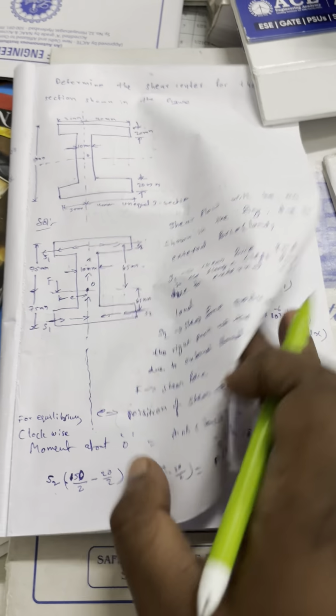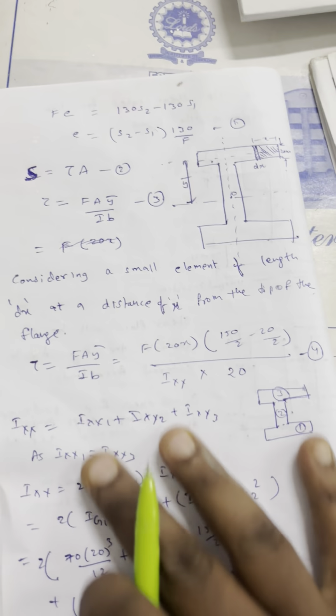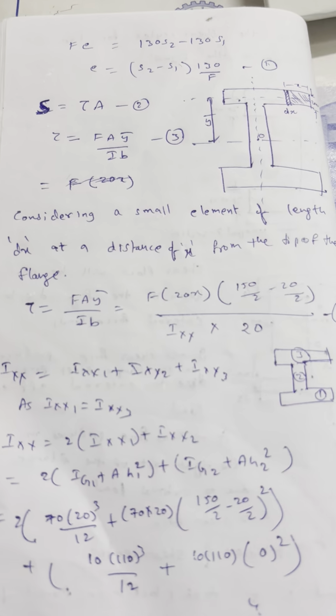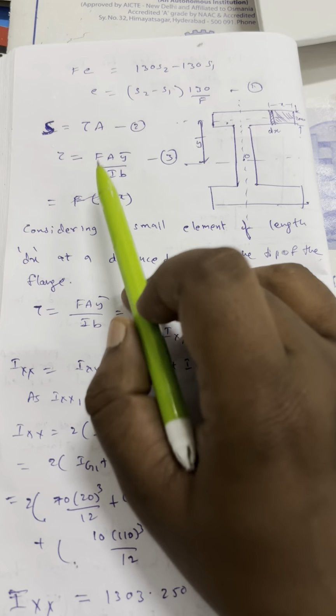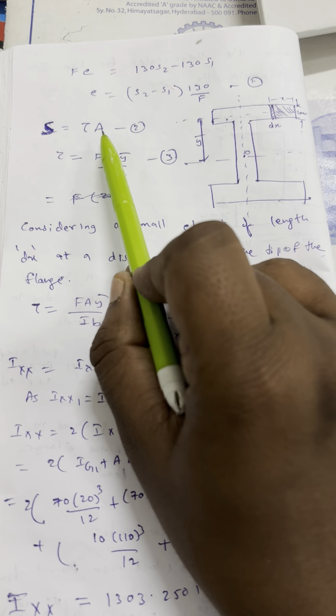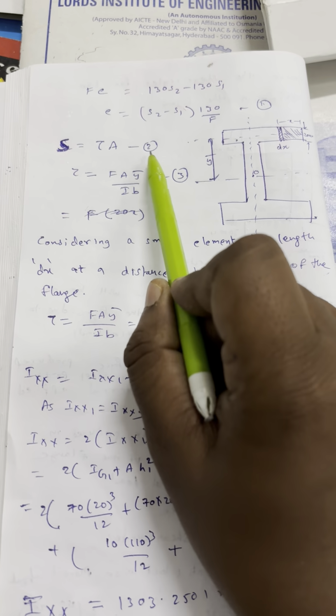Now if we solve this, we get F into E equal to (S2 minus S1) into 135. Let it be equation number 1. Now what is S here? Shear force equals shear stress into area. Let this be equation number 2.